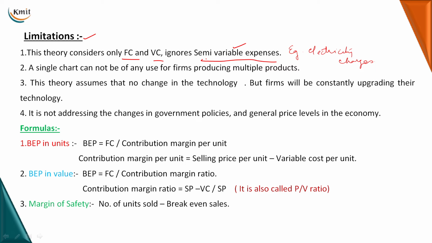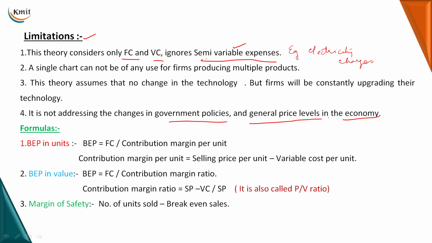A single chart cannot be of any use for the firms producing multiple products. It is not of any use when the firm is into producing more than one product. This theory assumes that there is no change in the technology, but the firms will be constantly upgrading the technology. This is a must for them to sustain in the market and to challenge the competition persisting in the market. It is not addressing the changes in government policies and general price levels in the economy, which do play a role in the overall operation of the business and thereby affect the profitability of the firm.